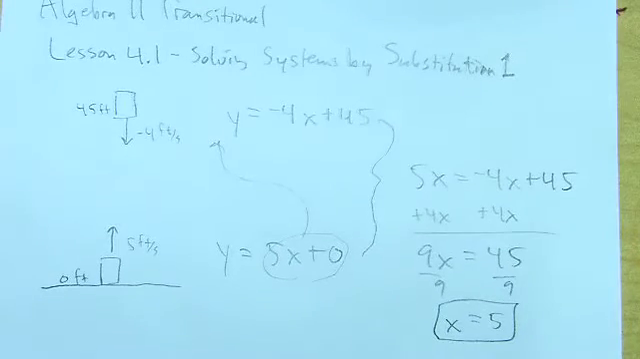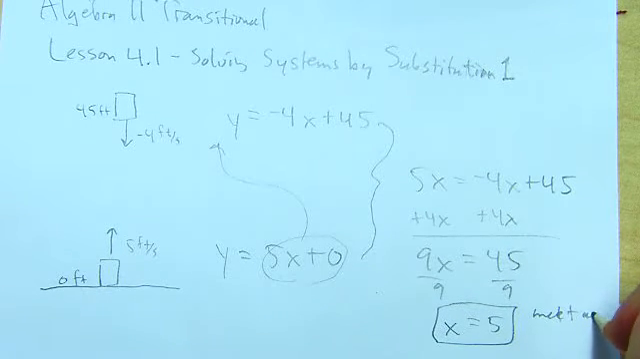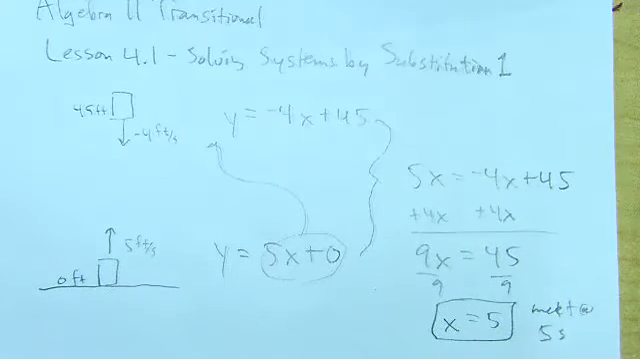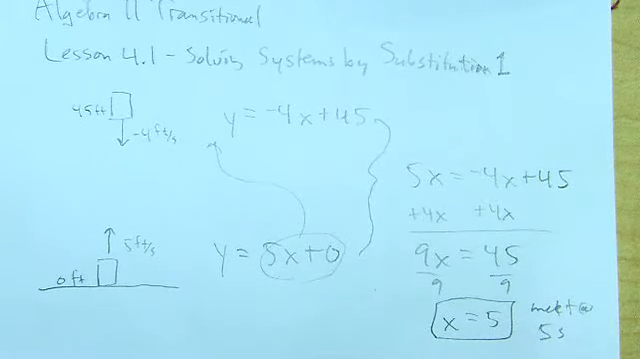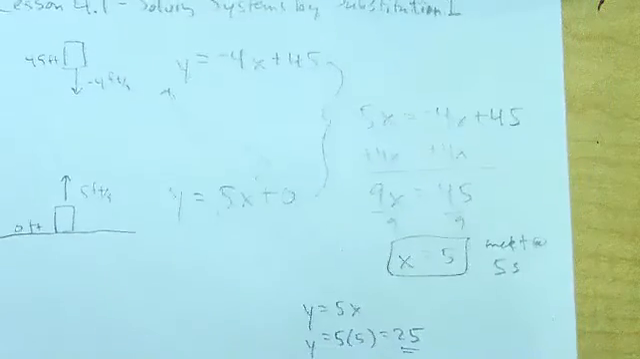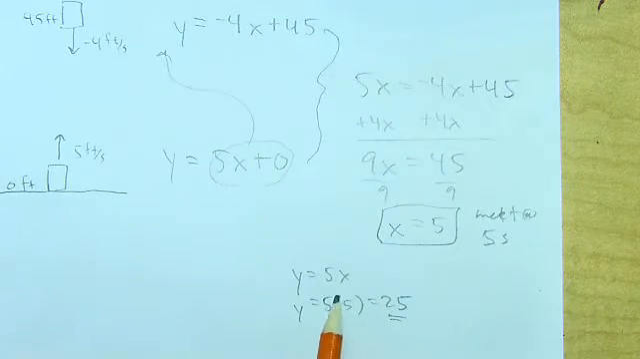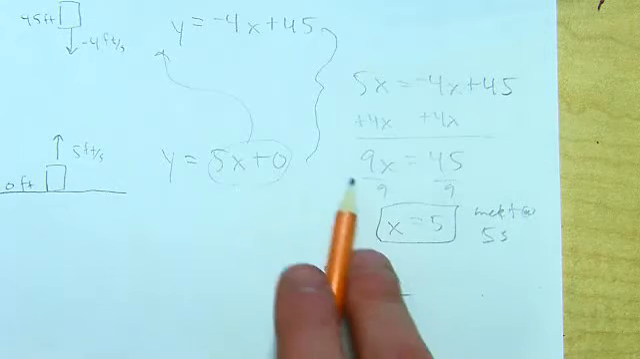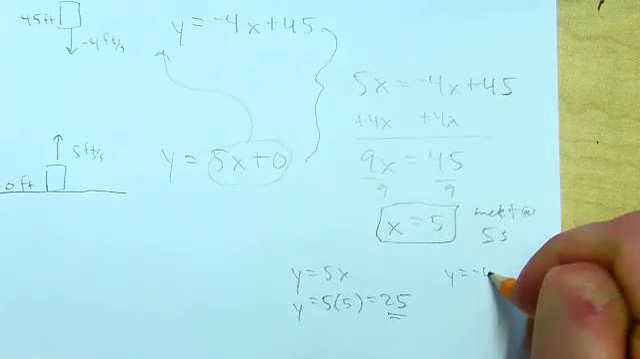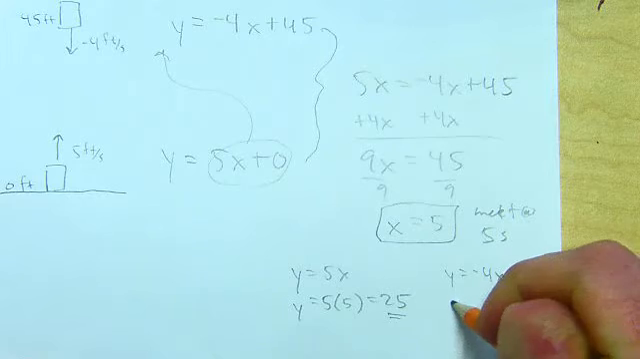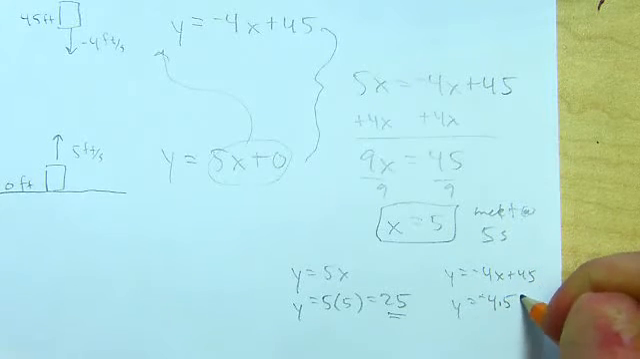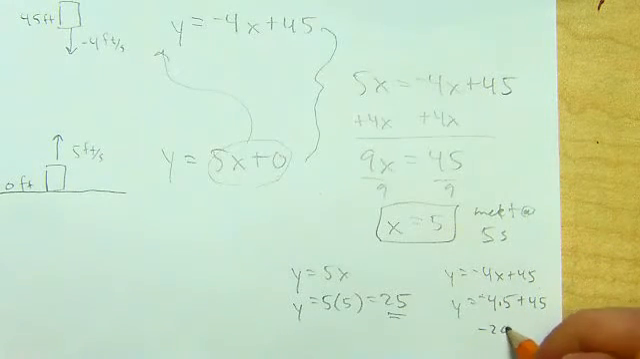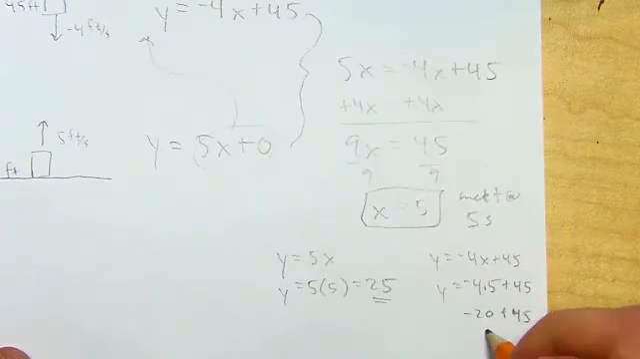Okay, so that's the time, right? At 5 seconds, they'll meet. That's what that means. They meet at 5 seconds. The height at that time, we could plug it in and see. So if we say y equals 5x and then plug in this, we get 25, right? We could also plug it into the other one. So let's see what happens there. Y equals -4x plus 45. Let's plug in 5. -4 times 5 plus 45. So -20 plus 45 is still 25, right?